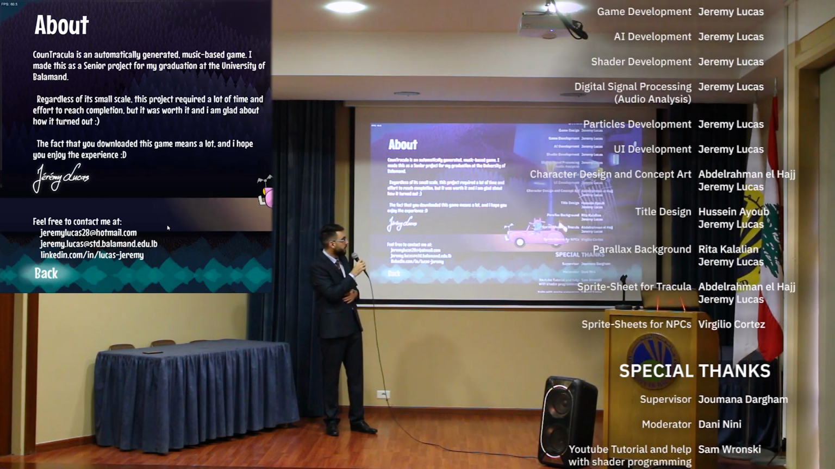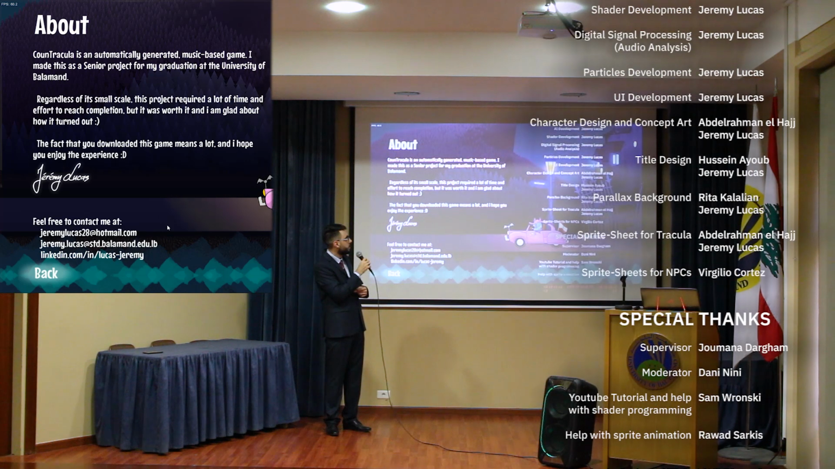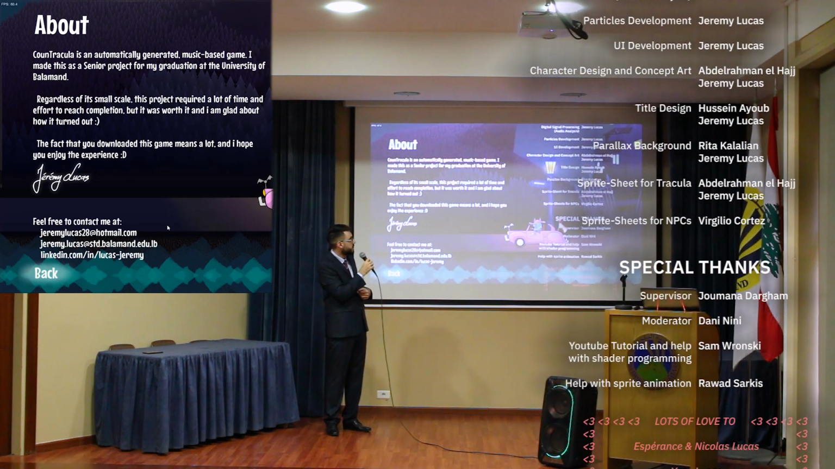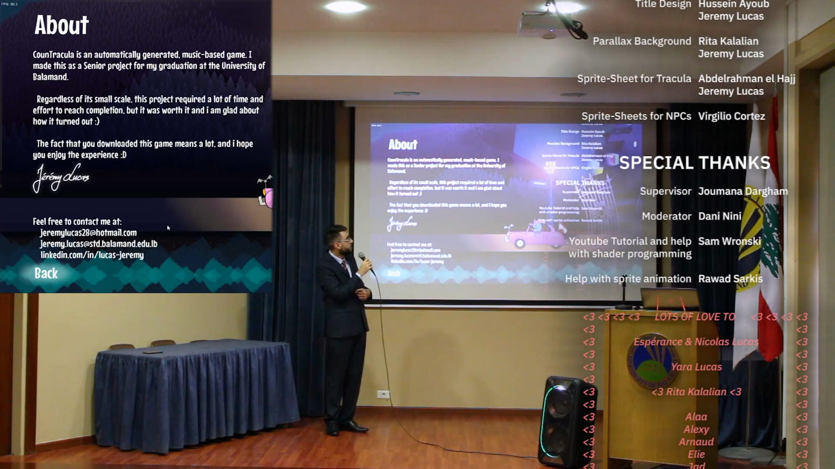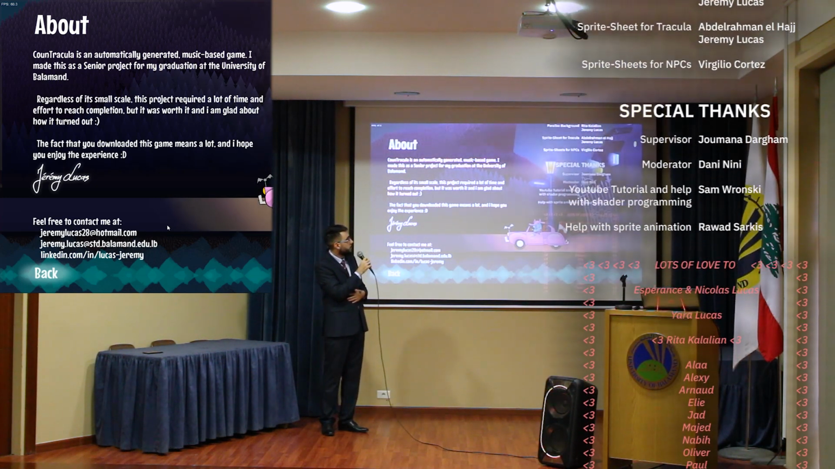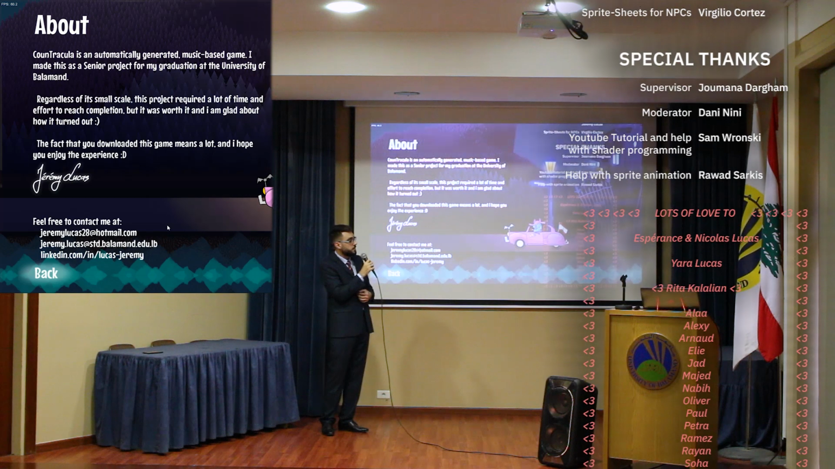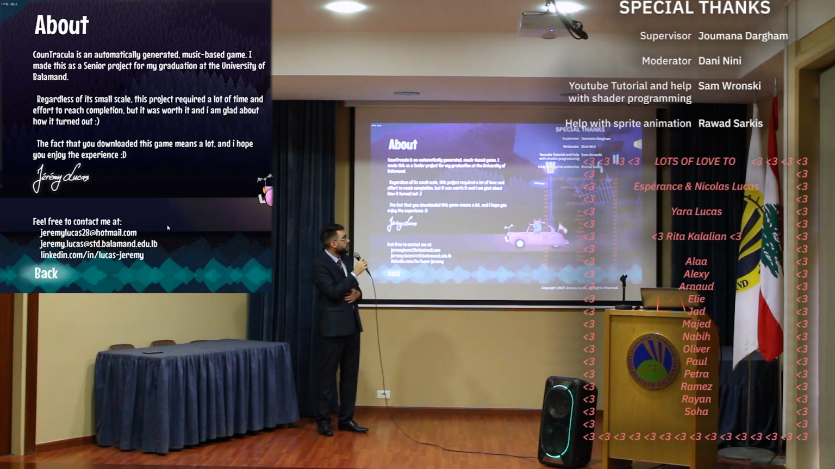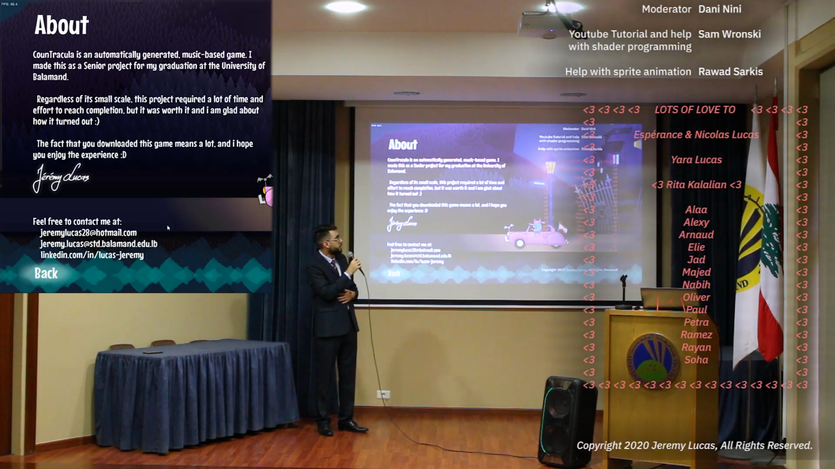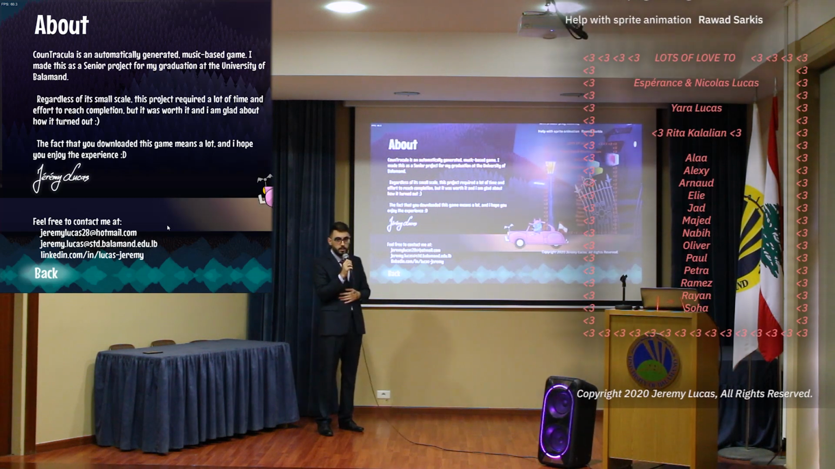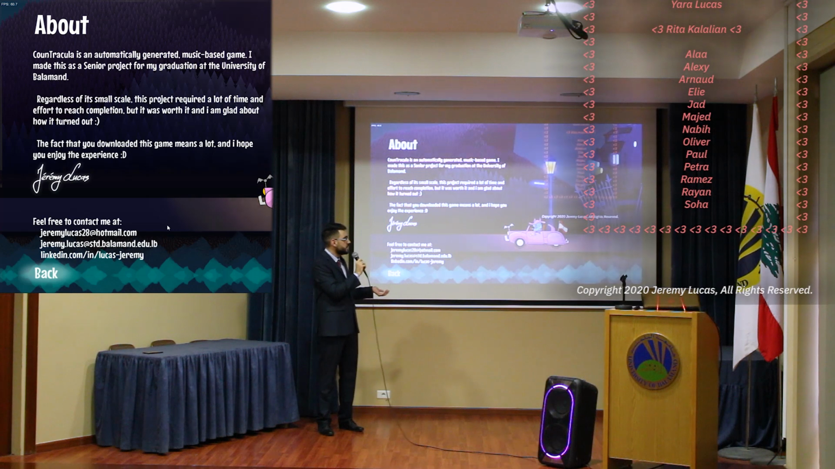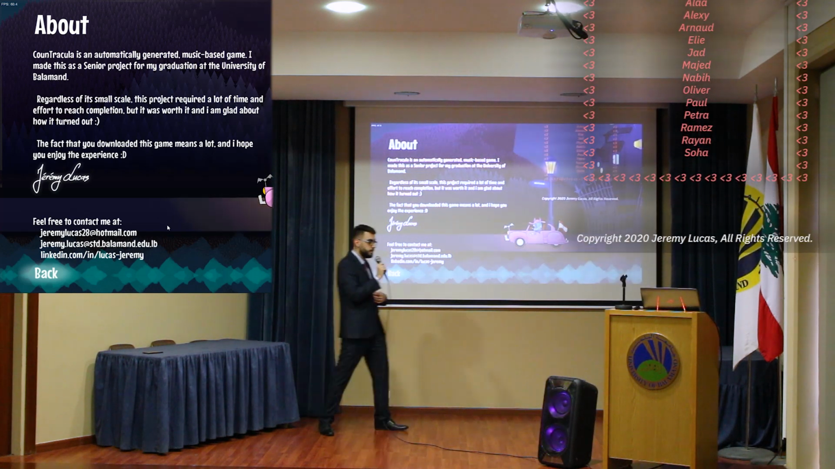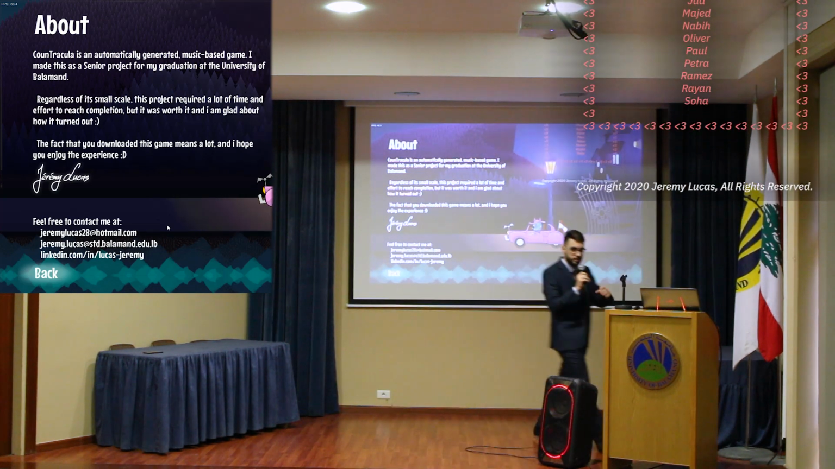So thank you to Abdulrahman Al-Haj for their work in character design and concept art, as well as sprite sheets for Dracula; title design for Hussein Ayoub; parallax background for Rita Cararion; sprite sheets and NPCs for Virgilio Cortez; my supervisor Jamal Al-Darram; my moderator Danny Nini; video tutorial who helped with the OpenGL shader language, Mr. Sam Ronsky, and Mr. Sorry, the name is gone.